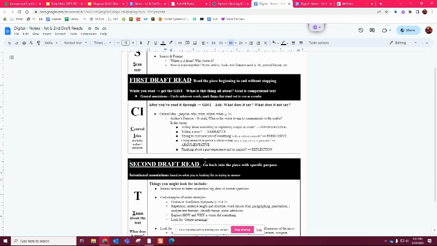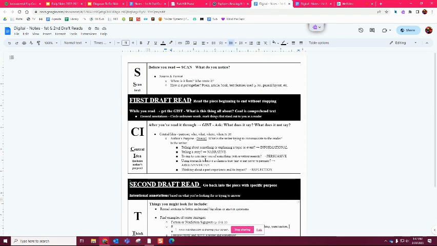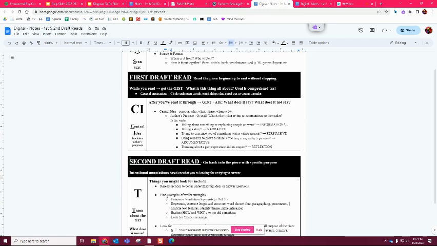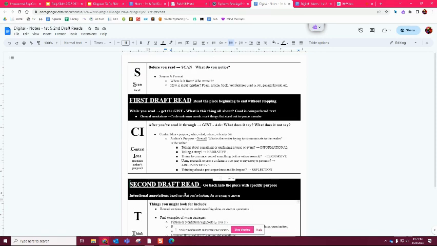We're going to look at a piece and kind of go through this process together. We're not going to get very far. We're only going to get probably to the central idea part. And then the next time that we have class, we'll get to the second draft read and the think about the text. But what I need for you to do is you need to have a separate sheet of paper.